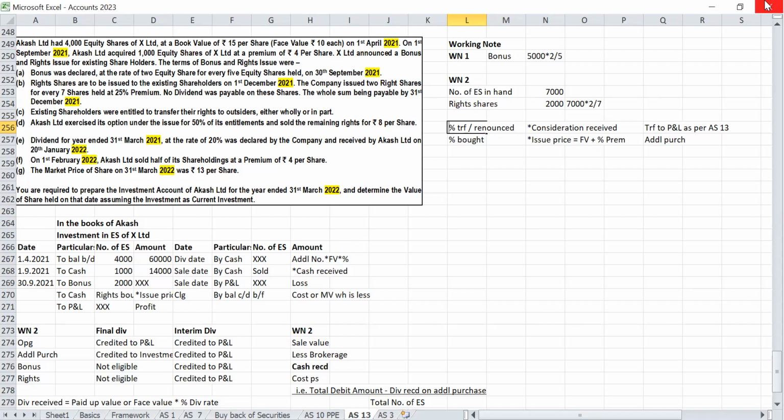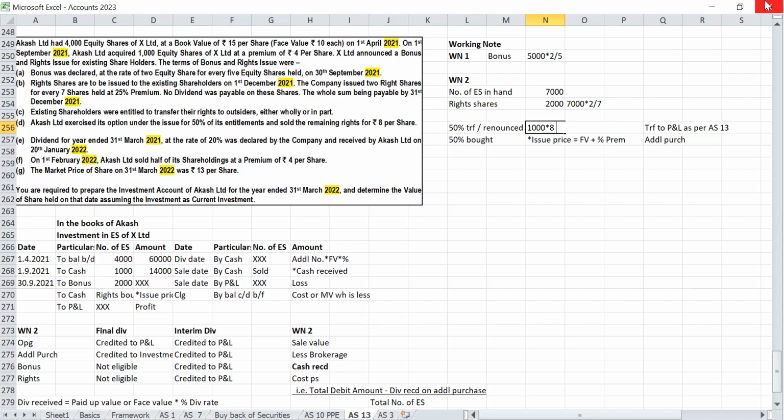Issued at 25% premium. No dividend was payable on these shares. The whole sum being payable on 31st December. Existing shareholders were entitled to transfer their rights to outsiders, either wholly or in part. Akash Limited exercised its option for 50% of its entitlement and sold the remaining rights for 8 rupees per share, sir.